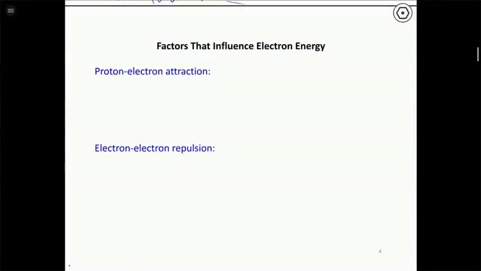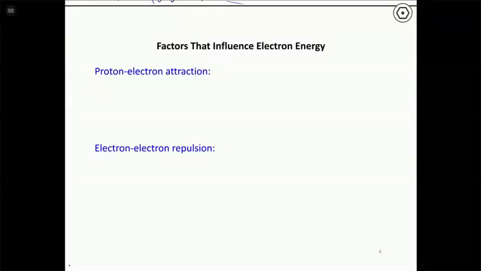So what we need to talk about then are the factors that influence the energy of the electron in an orbital. When we're placing electrons into orbitals, there are 2 things that contribute to the energy of that electron. One thing we've already been familiar with from talking about the Bohr model is the idea that protons and electrons are attracted to each other. That's a very simple chemical principle.